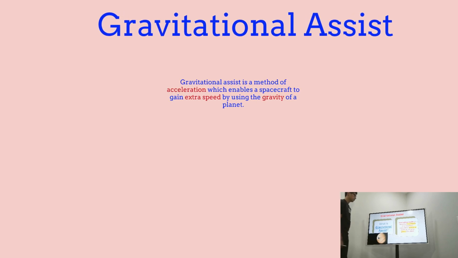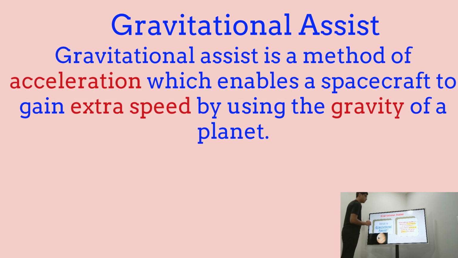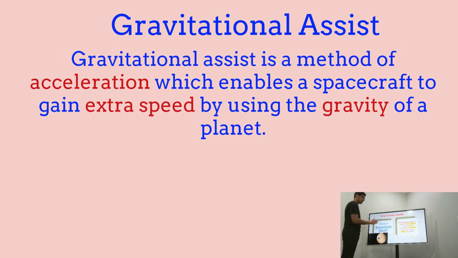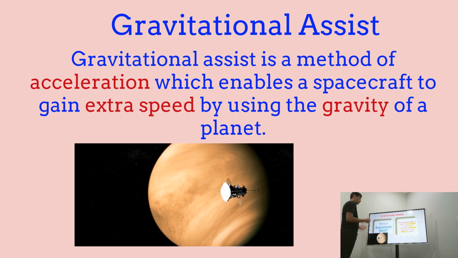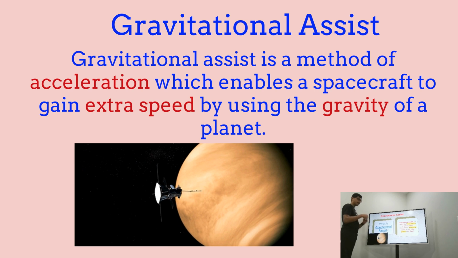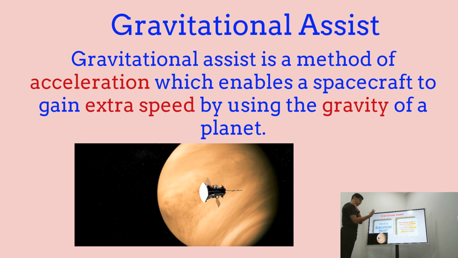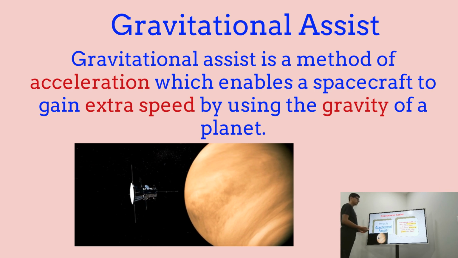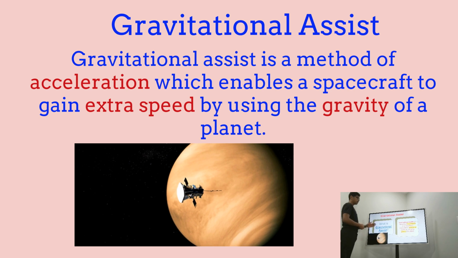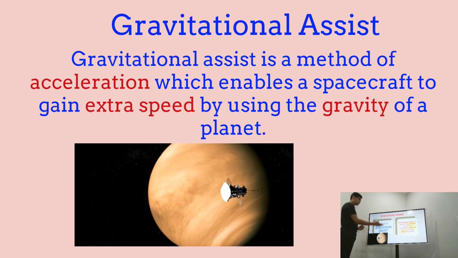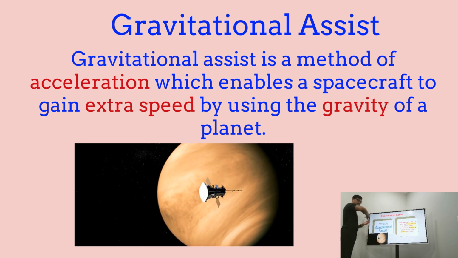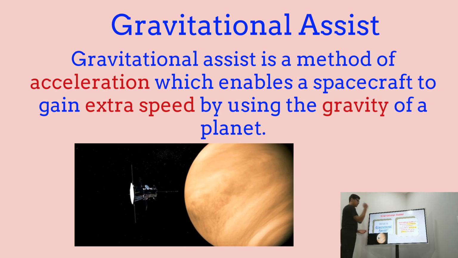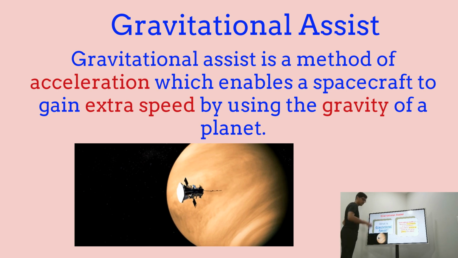So what is gravitational assist? Gravitational assist is a method of acceleration which enables a spacecraft to gain extra speed by using the gravity of a planet. If you look at the image right here, it's basically a method of acceleration which gives a spacecraft an extra boost of speed using a planet's gravity. For example, we can imagine a planet like Jupiter. A lot of scientists use Jupiter. We use the gravity of Jupiter, and we have a satellite orbit it, and then Jupiter's gravity is going to throw the satellite out. So it's basically just momentum for getting more acceleration from a planet's gravity.